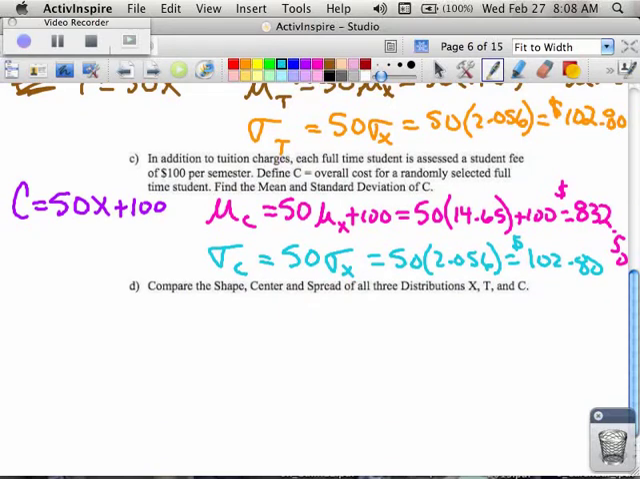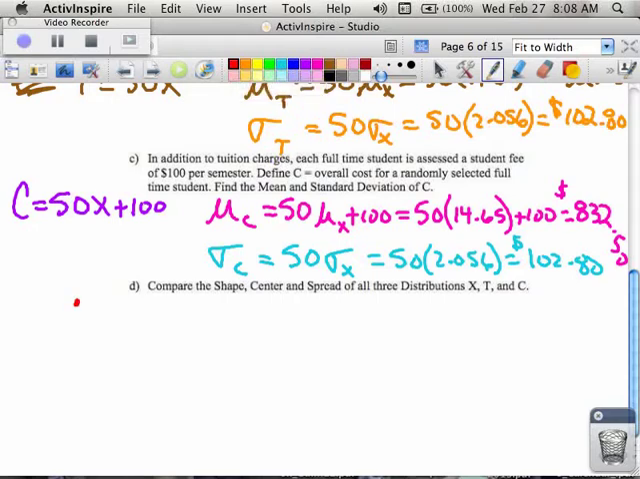So this last part is always about contextual meaning or definitions or things like that. They always ask a question like this on the exam. Talk about the shape, center, and spread of all three. So what do you know about all three shapes? They're approximately normal.